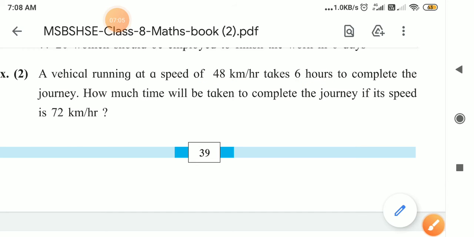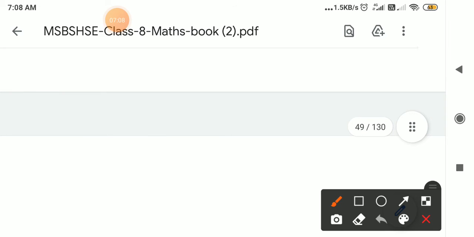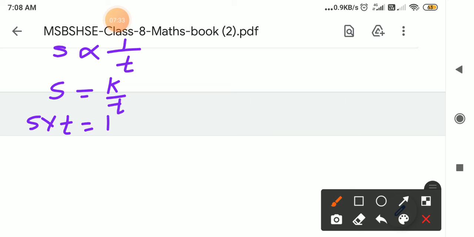Now here we will solve the example. First of all, you know that time is inversely proportional to the speed. Speed increases, time decreases, and speed decreases, time increases. It means when one quantity increases, the other decreases. So S is inversely proportional to T. So S is equal to K upon T, so S into T is equal to K.